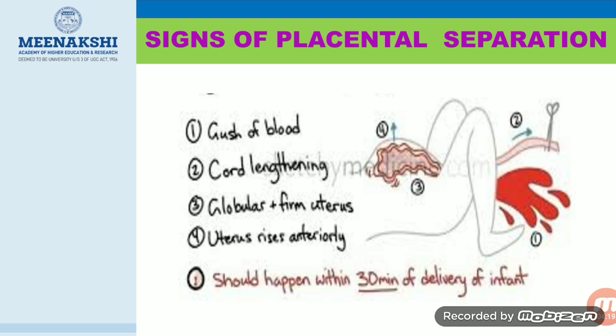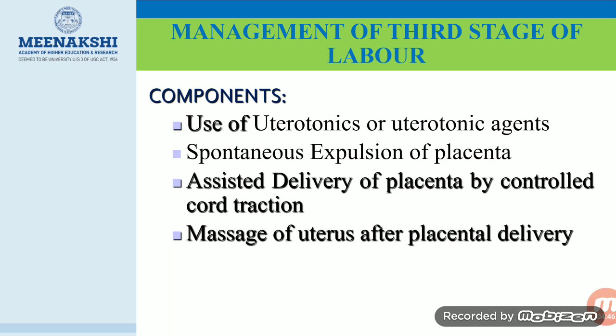So there are 4 signs of placental separation. The first one is gush of blood. Number 2 is cord will be lengthened. 3 is uterus will become globular and firm in nature. 4th is uterus rises anteriorly due to the descent of the placenta into the lower segment and finally into the vagina, which will displace the uterus upward. These are the 4 signs of placental separation.